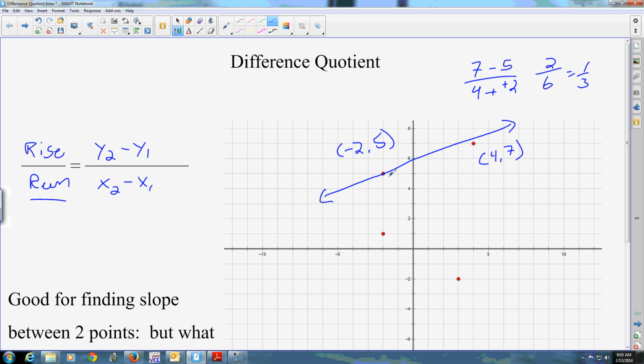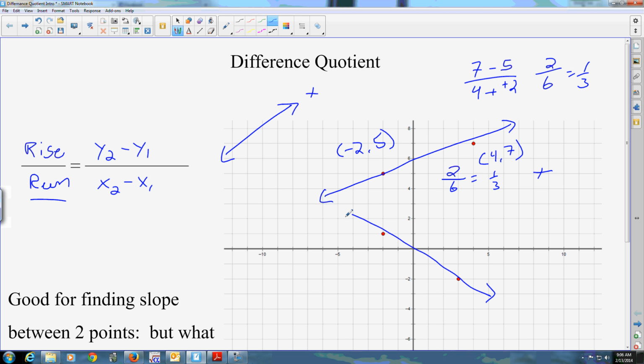Now you can also get that by counting. If I were to count up to that level over 1, 2, 3, 4, 5, 6, I still get a third. So it's the idea of rise over run, right? It's a basic definition of slope. You should also notice that any line that's going to run this direction has a positive slope. So that's something that you guys need to have in your head, that any line that goes up to the right is going to have a positive slope.